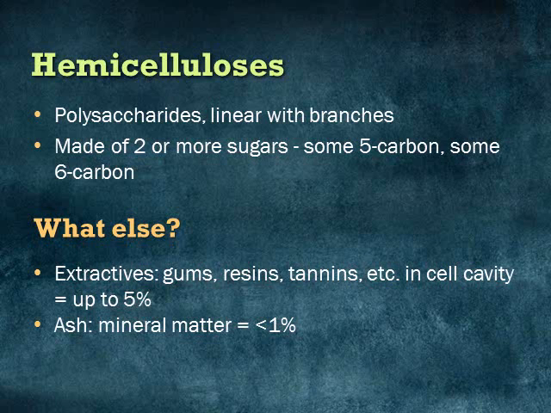volume. Now, it's important to note, wood scientists are not very imaginative, and the reason that these are called extractives is because we can actually extract them from wood. The last component is ash, and ash is any mineral matter that won't be consumed when wood is burned. So it's at less than 1% in most cases.